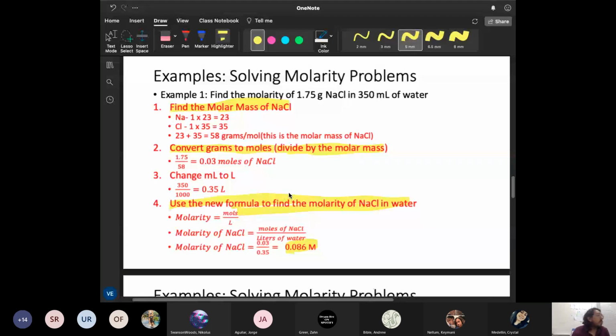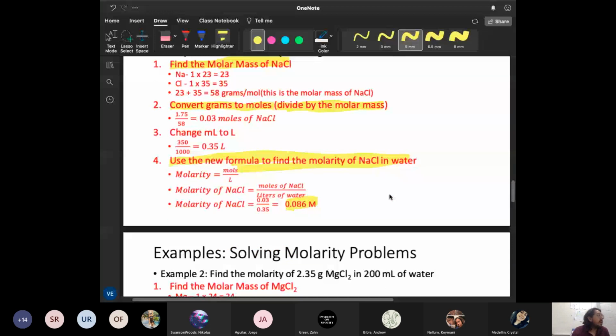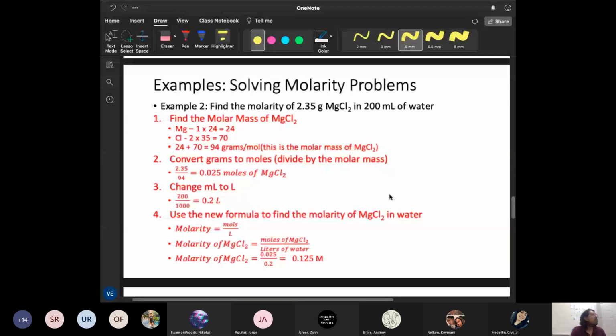So let's cover another problem. Example number 2. A different problem. This one goes like this. It's saying find the molarity of 2.35 grams of magnesium chloride dissolved in 200 milliliters of water. The steps are the same, just a different compound.